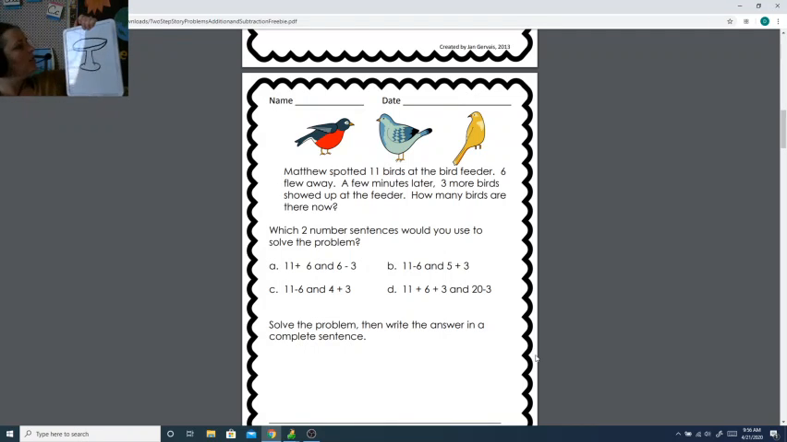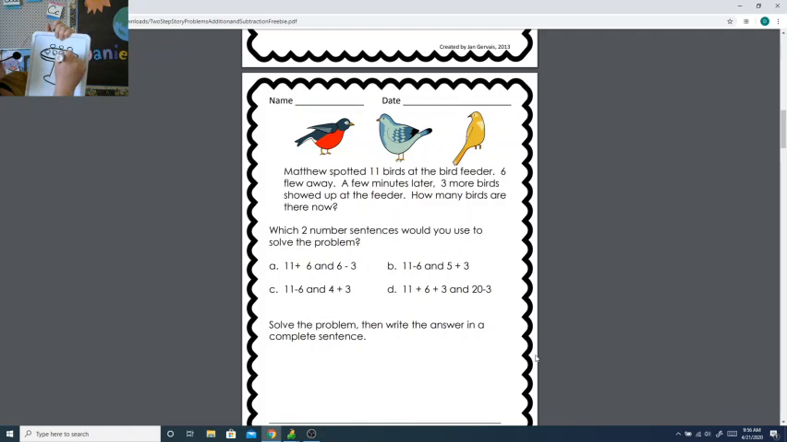So Matthew, and he's going to be off in the background. I'm not going to draw Matthew this time because I don't need to, right? Drawing Rachel was fun, but she wasn't really part of it. It didn't really matter for the math. So he spotted 11 birds at the bird feeder. So now I'm going to draw 11 birds. They're just going to be circles like this with little legs. So 1, 2, 3, 4, 5, 6, 7, 8, 9, 10, and then one right here at the front, 11.